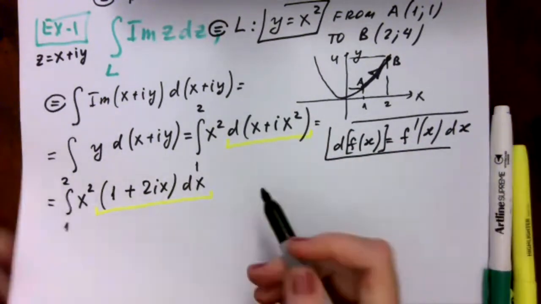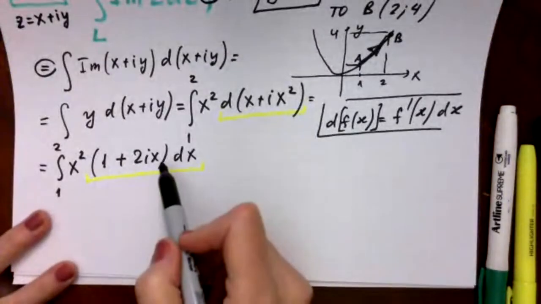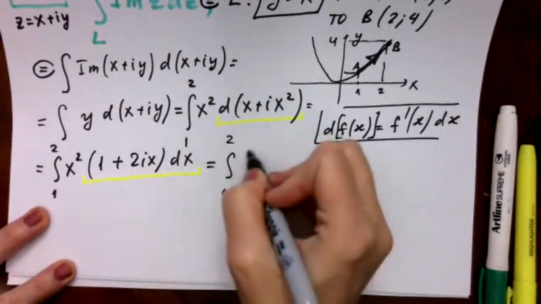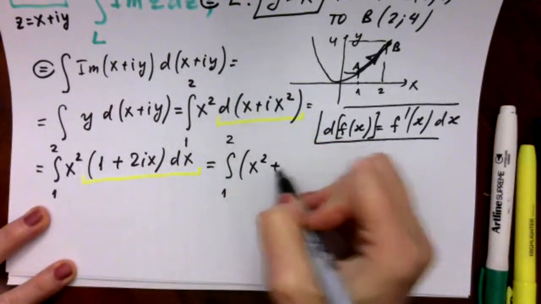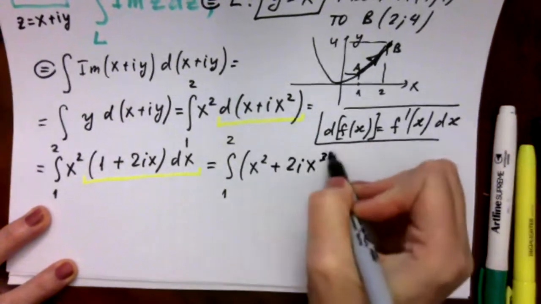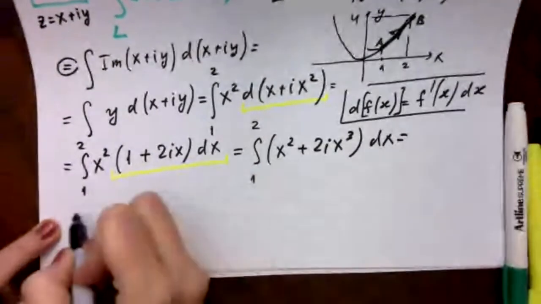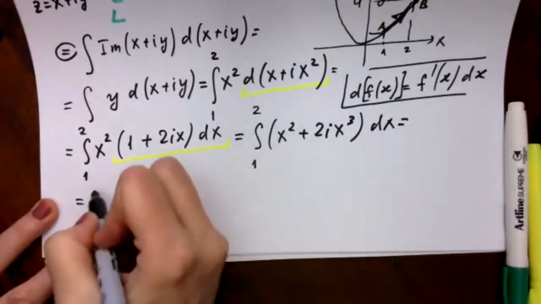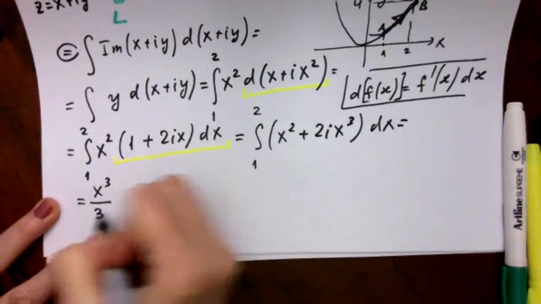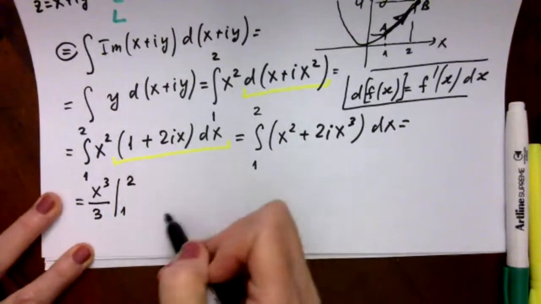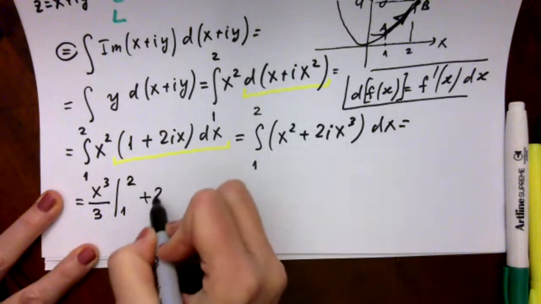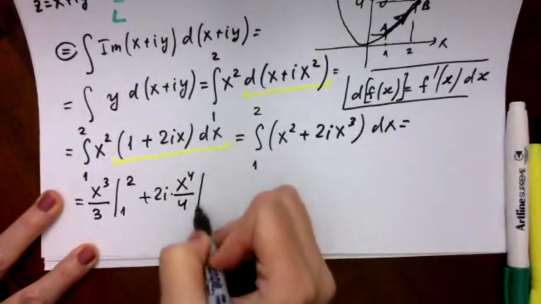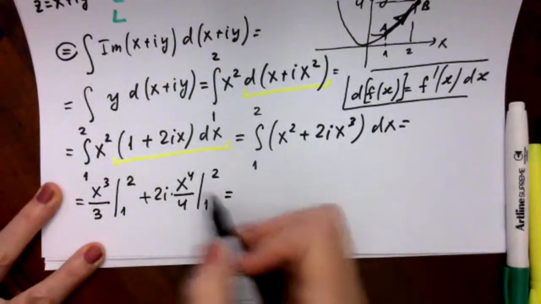And now we should figure out how to integrate this expression. But this is super easy. You can just do the multiplication first to prepare your expression: x squared plus 2ix cubed dx. And so we can write the antiderivative of each term. What is the antiderivative of x squared? Of course, obviously, it's x cubed divided by 3 from 1 to 2. And here you have 2i as a constant, as a coefficient, and x to the power 4 divided by 4 from 1 to 2.